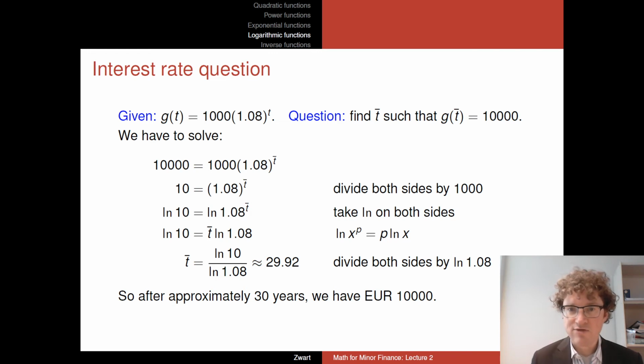So the question was, can we find the number of years, the answer for t, and we call it t bar, such that the amount in the bank, g of t bar, at that time equals 10,000, so that we can buy our car essentially. So we have to solve 10,000, which is what we want to get, equals 1,000, the initial amount, times 1.08 to the power t bar. So again, let's do that on paper, and you, of course, also can see it on the slide.